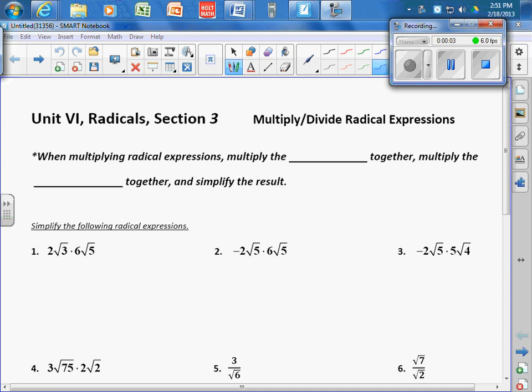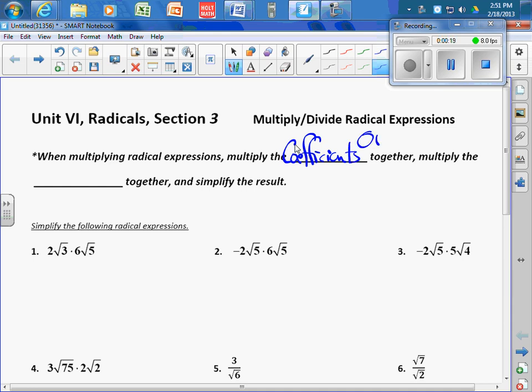Now in 6.3 here, we're going to be multiplying and dividing radical expressions, and those are just expressions that have radical signs in them. And when multiplying radical expressions, you multiply the coefficients. That's the numbers outside. The outside numbers go together. And then multiply the radicands. Those are the inside numbers.